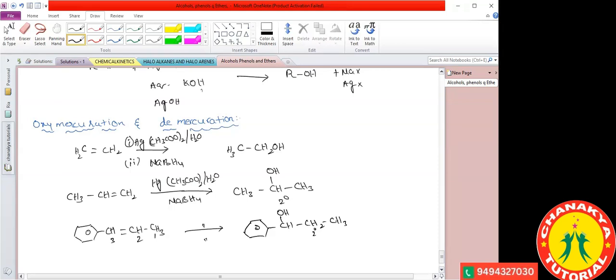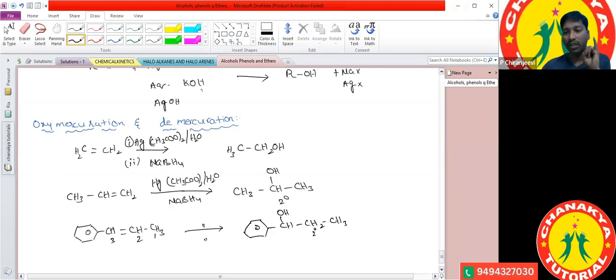Could you repeat the question? Once again, I'm repeating the question. Oxymercuration demercuration reaction follows: first option Markovnikov rule, second option anti-Markovnikov rule, third option Saytzeff rule, fourth option none of the above.